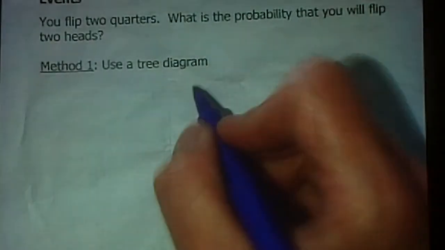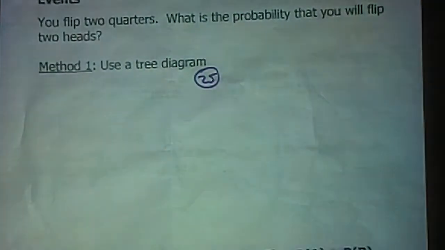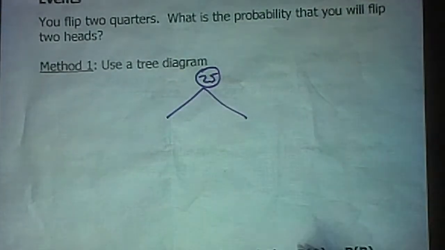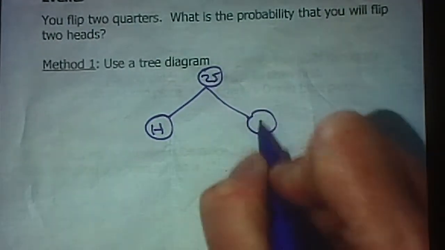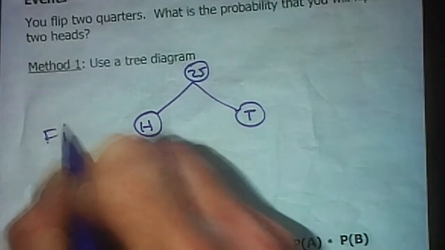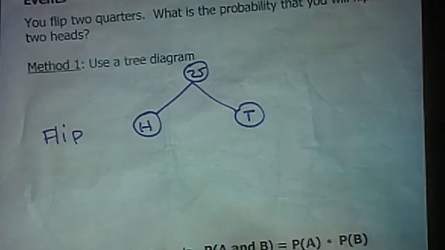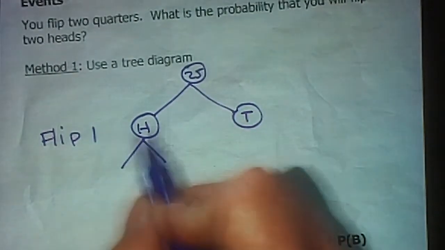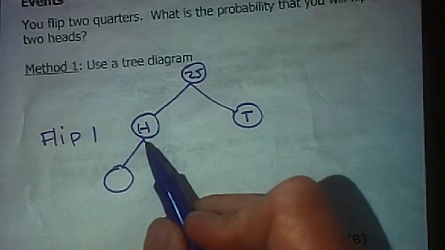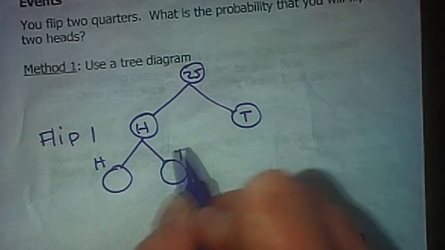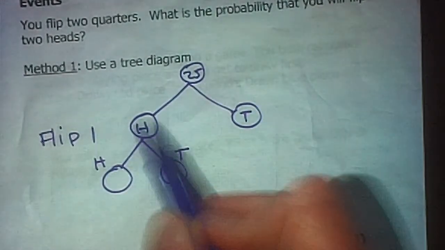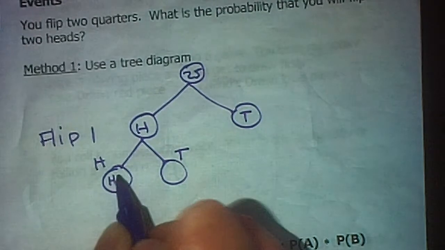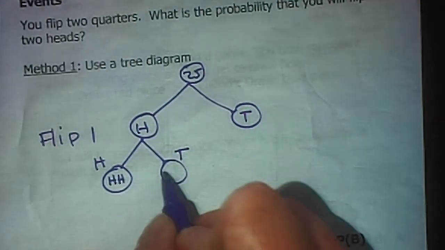So method 1, I think you've probably all seen a tree diagram before. This is my guess. So you have this quarter, right? 25. When you flip this quarter, it can either be heads or it can be tails, right? So this is flip 1. So the second time you flip, this quarter here, it could be heads again, couldn't it? Or it could be tails. Now, if you flip heads the first time and heads the second time, that would give me heads, heads. Heads, tails would give me heads, then tails.